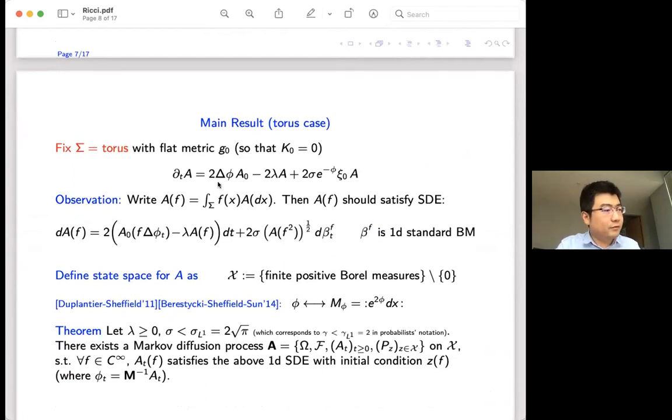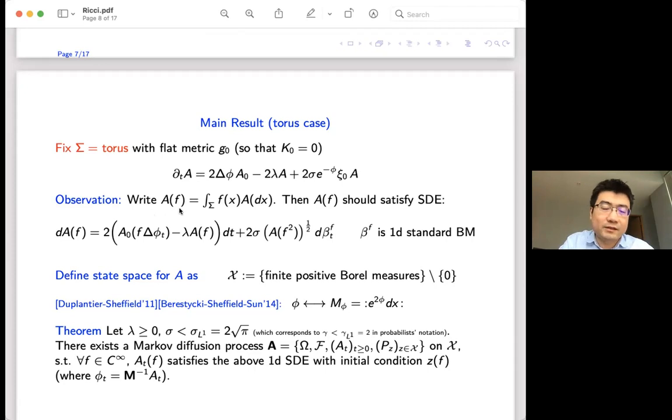Now again, our equation for the area form has three terms: this Laplacian term, a lambda term, and a noise term. Our goal is to define a Markov process for this area form A whose one-dimensional projection satisfies a very concrete and well-defined one-dimensional SDE.